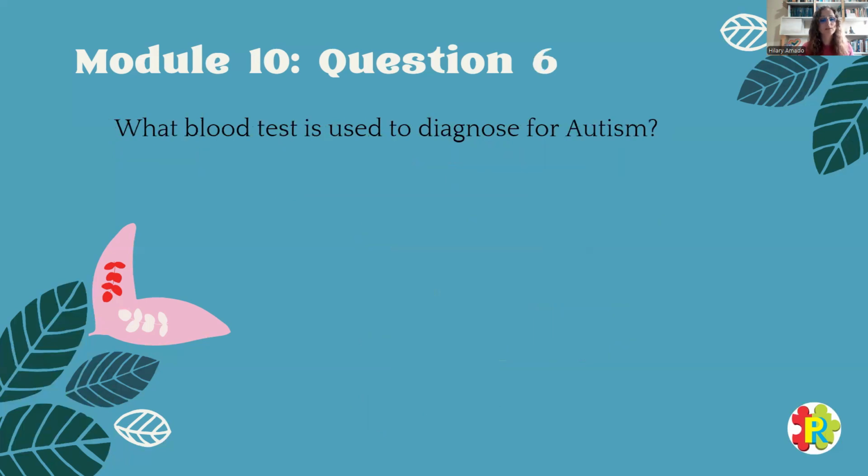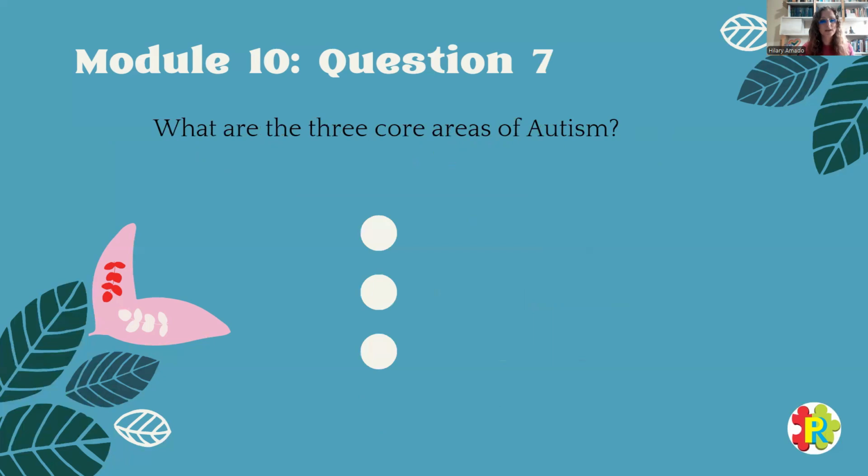Question 6. Which blood test is used to diagnose for autism? Question 7. What are the 3 core areas of autism?